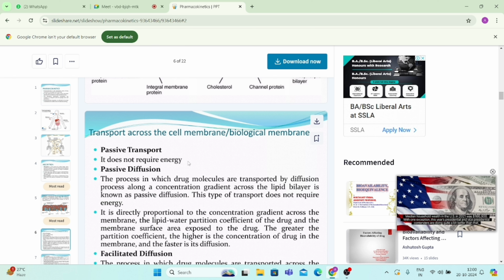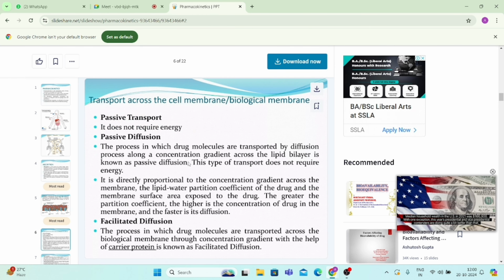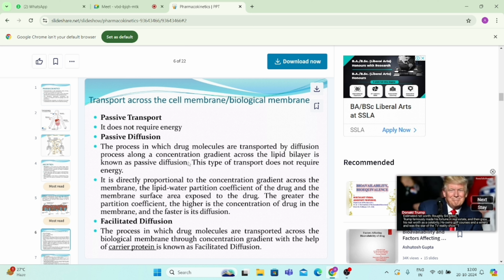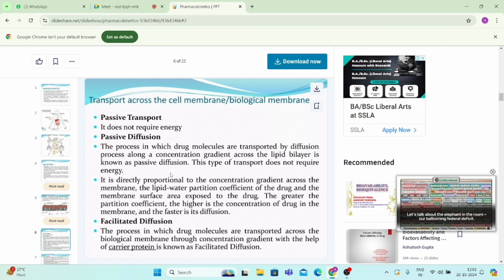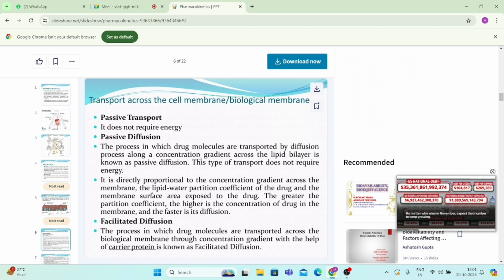And how a drug is transported into the cell, that is through the biological membrane or the cell membrane. Many processes are involved here; it is not a single process. One is passive transport. In class 11 or class 12 you might have learnt about active transport and passive transport, right? Active transport we call an uphill process, where it requires energy.